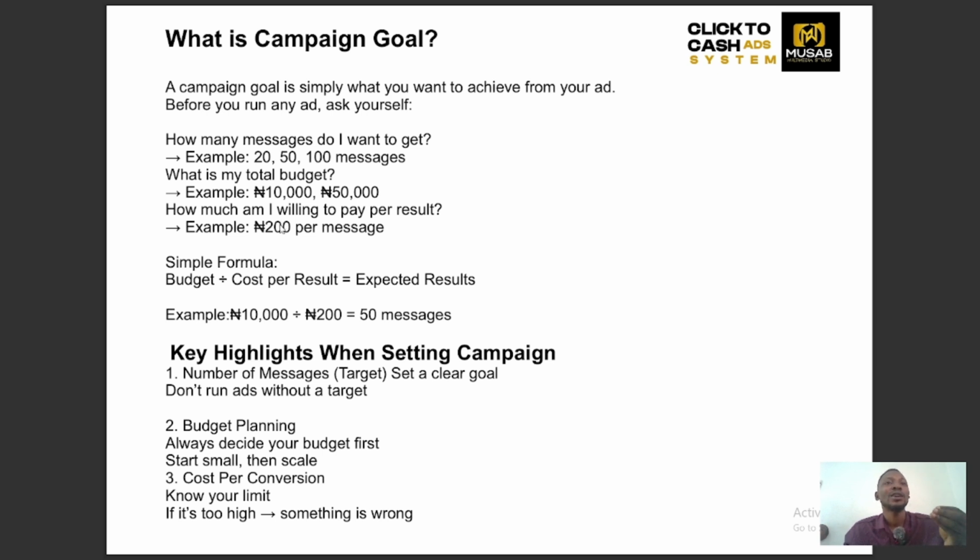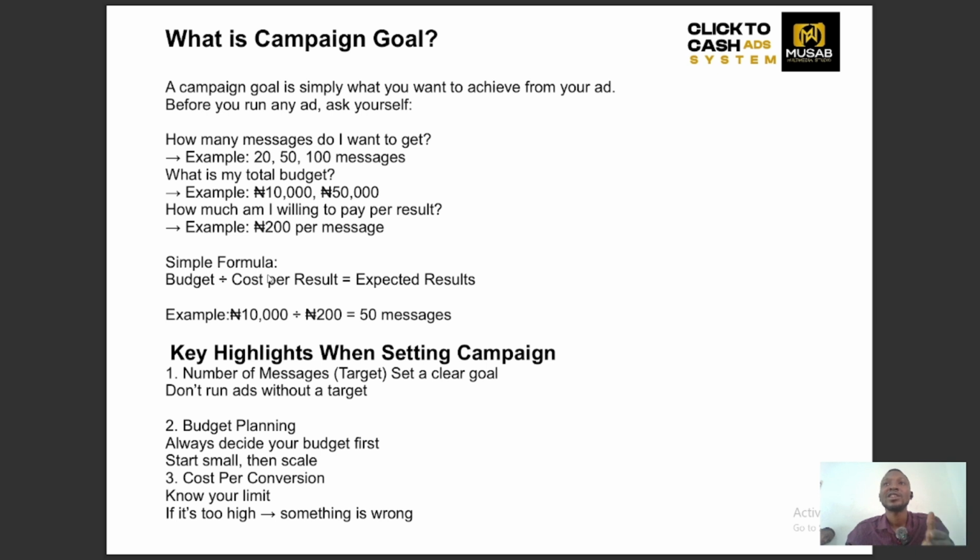Then if you are looking at a budget, is it 10,000 naira you want to spend on your ad? Is it 50,000 naira? How much are you willing to pay per result? You need to understand your budget. How much will I spend in total on this ad? If you are selling a high ticket product or a low ticket product, you should know how much you should budget for your ad before you start.